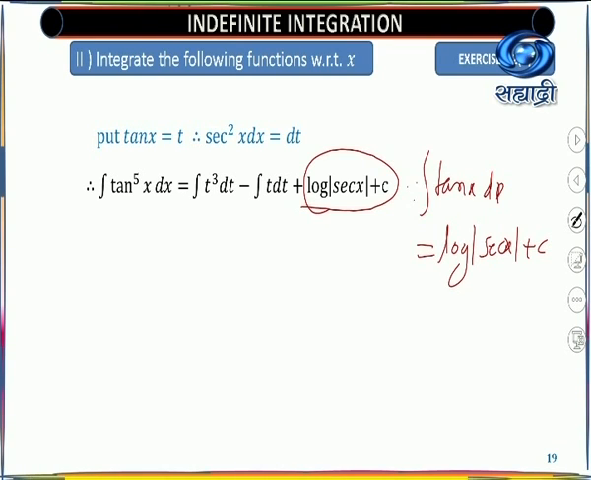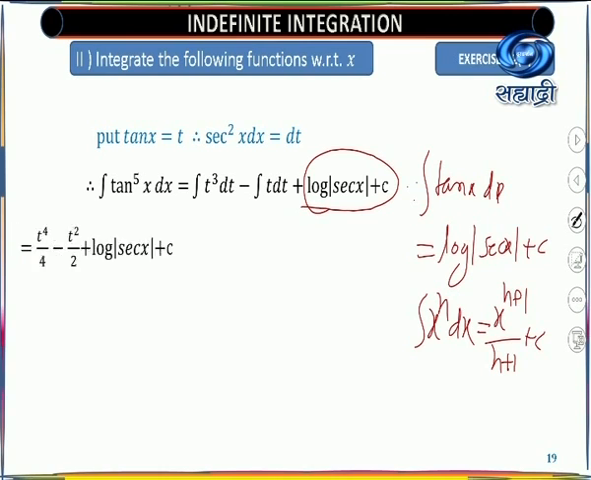So here it is integration of tan raised to 5x dx equal to integration of t cube dt minus integration of t dt plus log of mod of sec x plus constant of integration. Now you are using the formula for integration of x raised to n dx. What is the formula? X raised to n plus 1 upon n plus 1 plus constant of integration. So you will get t raised to 4 upon 4 minus t square upon 2 plus log of mod of sec x plus constant of integration.